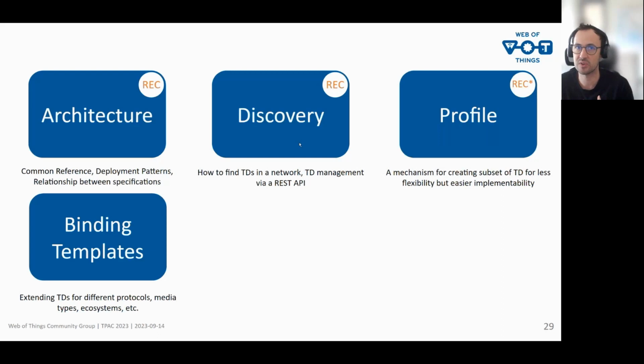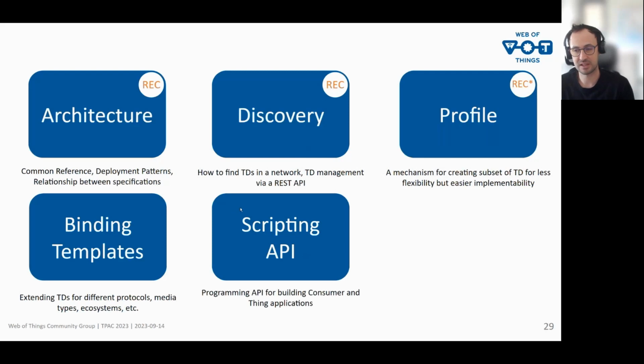Now that the specification is evolving, it is going to be able to describe even complex application frameworks or different data formats. Scripting API is again another non-standard document. It's just a W3C note. There you have the programming API for building consumer and exposed thing applications. Basically, it's a JavaScript API described in the document. It serves as a way to help implementers create libraries for thing descriptions and for creating application thing descriptions.